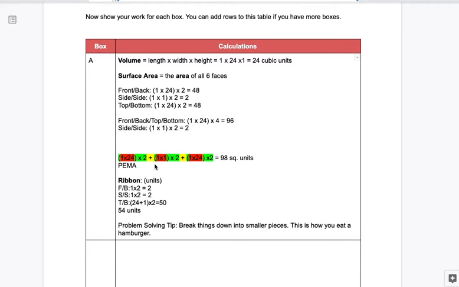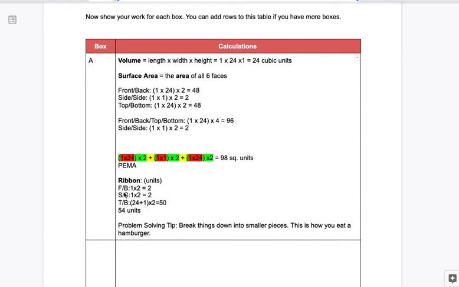This is a kind of lengthy expression here. This is a surface area expression. It's got the front, back, side, top, bottom, all in one. And notice we've got to pay attention to PEMDAS. So parentheses, exponents, multiplication, division, and addition comes last. And so red would come first, then green, and then the yellow.